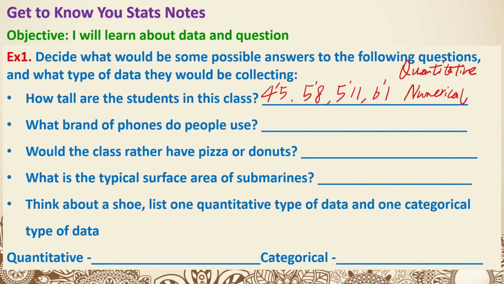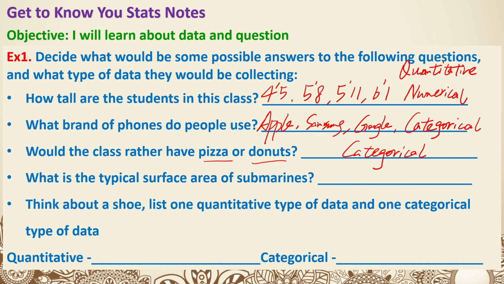Okay, what brand of phones do people use? Well, the popular ones, Apple, or Samsung, or Google. So they're going to be names. Clearly, they're not numbers. In that case, it is categorical. Okay, would the class rather have pizza or donut? Well, your answer is either going to be pizza or donut. So clearly, that is going to be categorical.